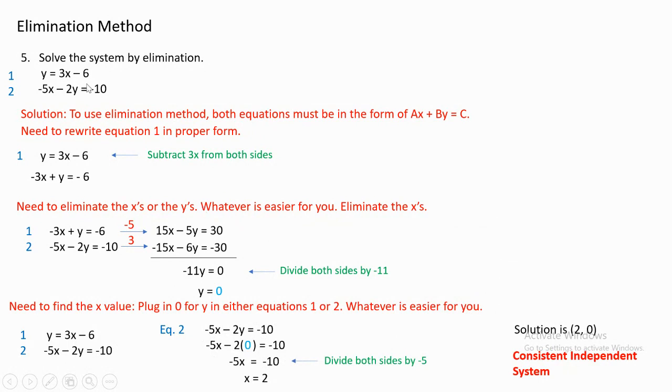So again, students, once you become familiar, or once you begin to get more practice on solving systems of equations by the elimination method, then you can begin to see what's easier for you. Okay, it's up to how you want to solve the system.